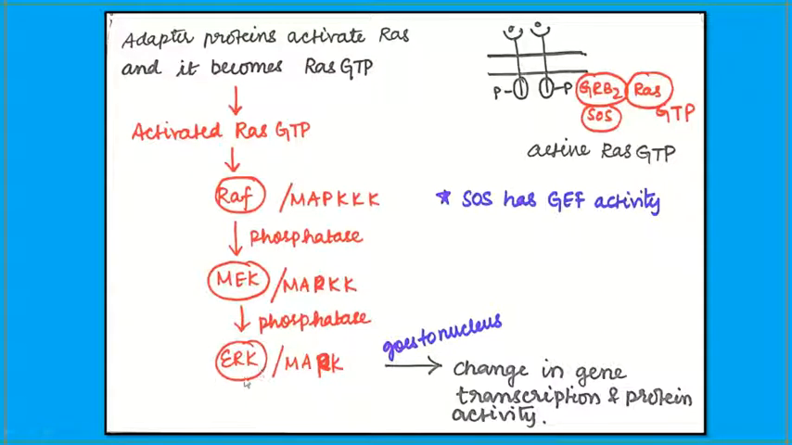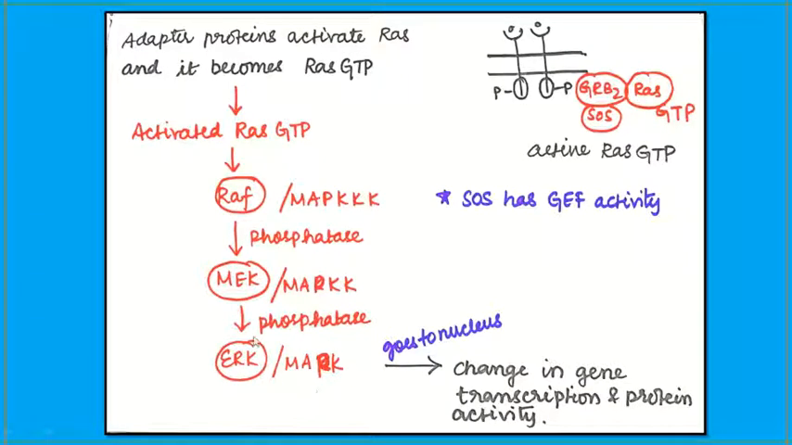Now finally this ERK will go into the nucleus. It can go into the nucleus and change the gene expression and protein activity. There will be gene transcription and protein activity will be changed. You can see in this picture that phosphorylated receptors will activate GRB2 and SOS, which are the adapter proteins, and the adapter proteins will activate RAS-GTP. The activated RAS will further activate RAF, MEK, ERK. Okay, RAF is MAP kinase, MEK is MAP kinase, ERK is MAP kinase.